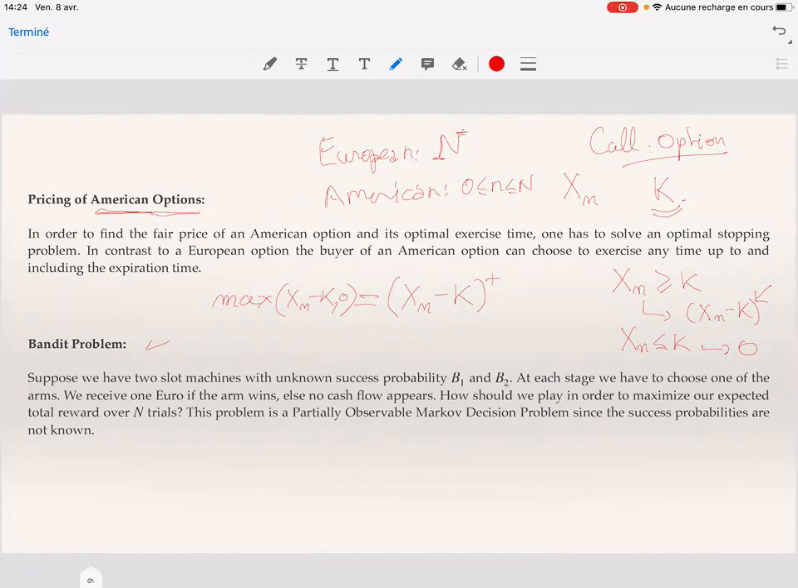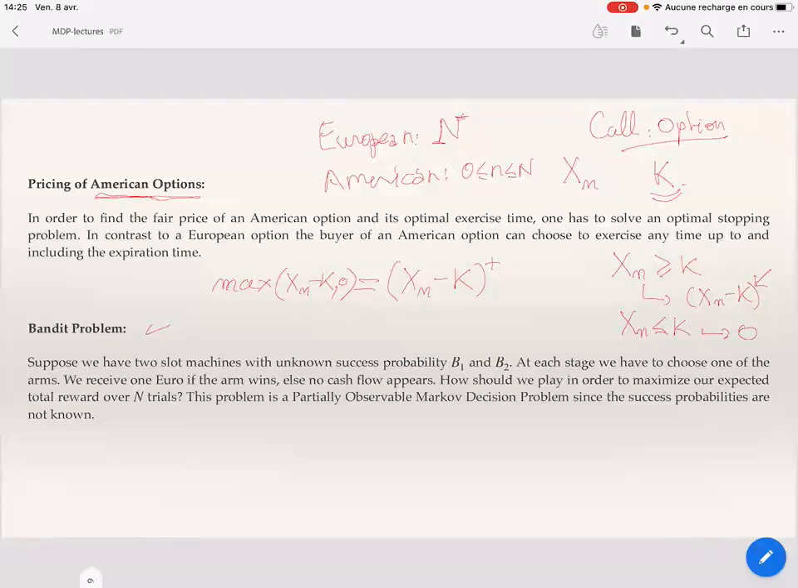Okay. And this is what is different from the other ones. It is what is called a partially observable Markov decision problem, because you don't know in advance the probabilities B1 and B2. So it is still a class which is different from the three previous examples. Okay. Are there questions about that, or is everything clear?